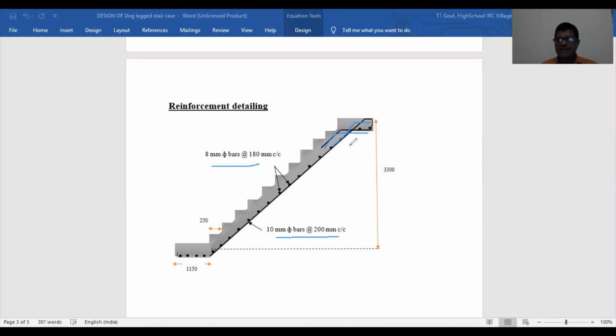So this is all regarding the design of a dog-legged staircase. There are also different cases for the design of other types of staircase, for which you have to very carefully find out the bending moment, loading pattern, and the effective span. Then it is designed just like a slab. With this we conclude the lecture, and have a nice day.